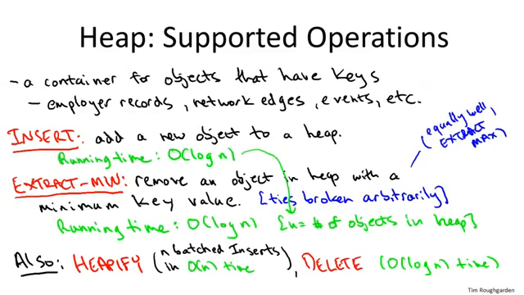It's a container and it contains objects, and each of these objects, in addition to possibly lots of other data, should have some kind of key. And we should be able to compare the keys of different objects, social security numbers for different employers, edge weights for different edges in a network, or timestamps on different events, and so on.